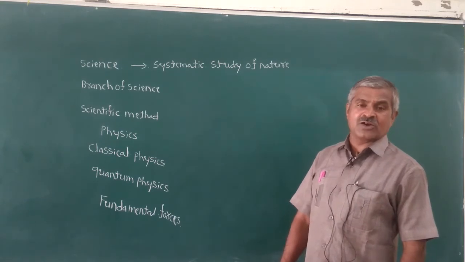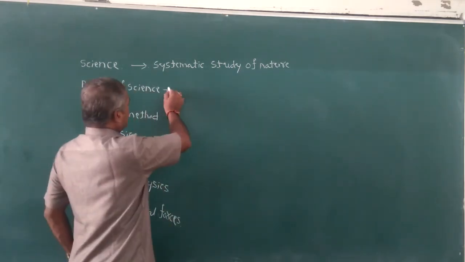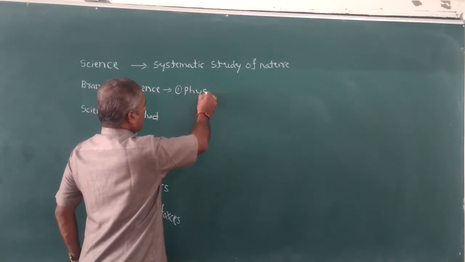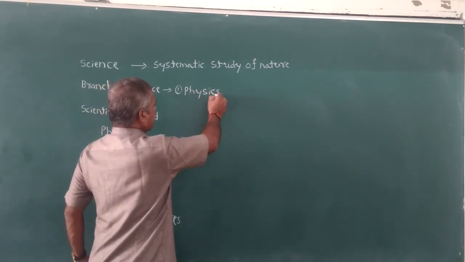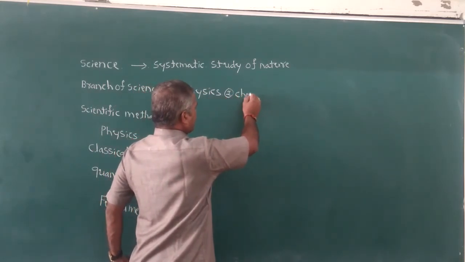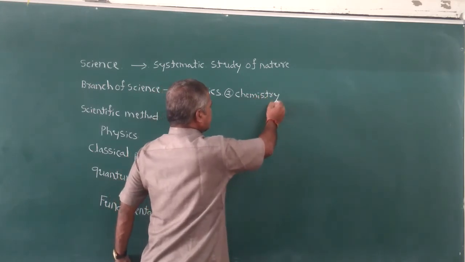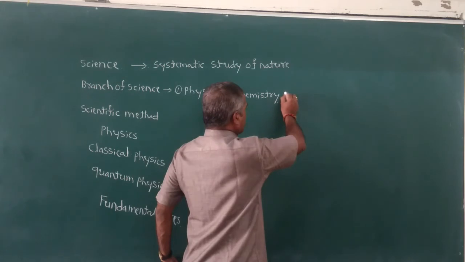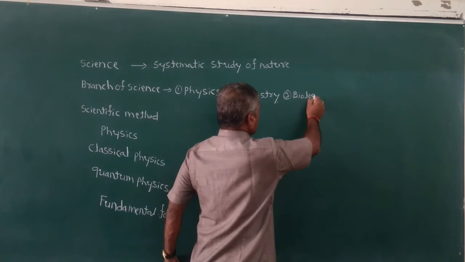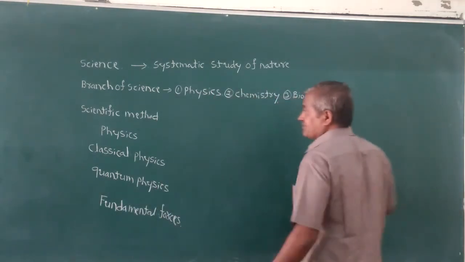The main branches of science: the first one is physics, the second one is chemistry, and the third one is biology. These are the main branches of science.